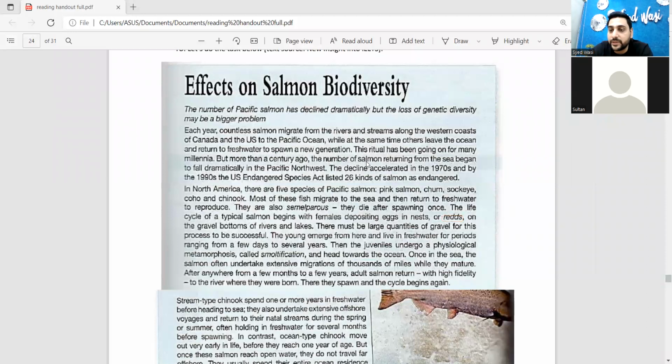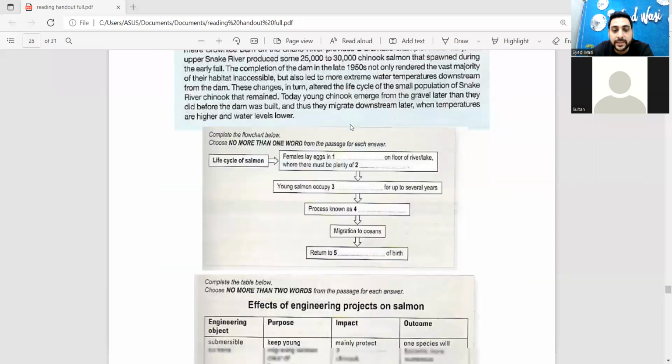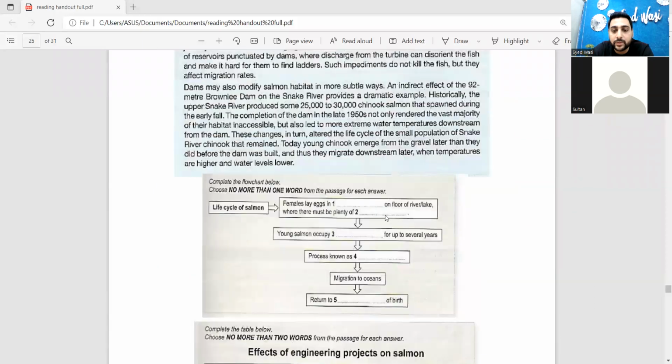Let me know if you have any questions, friends. যদি থাকে কোন explanation বুঝেন না, you have to ask them. The next one, gap number 2, where there must be plenty of something. So the clue is plenty.